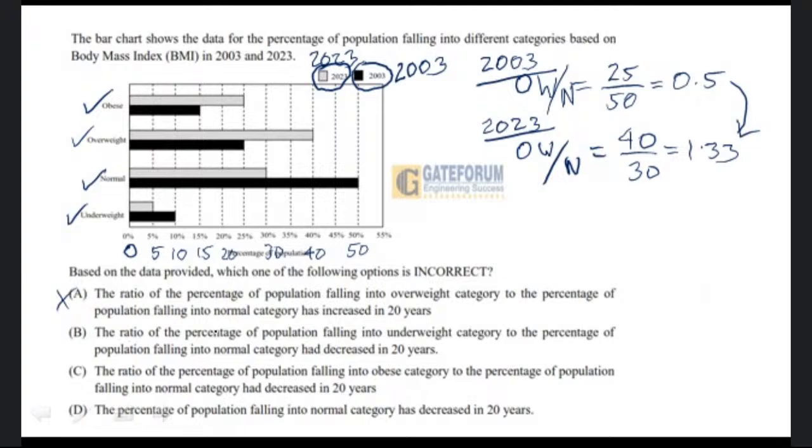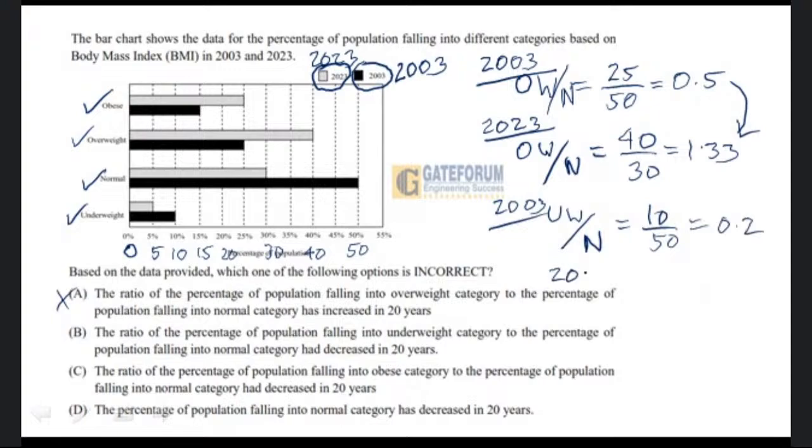Let us calculate the next, the ratio of the percentage of population falling into underweight category to the percentage in the normal category. So let us first calculate in 2003, underweight is to normal. So underweight is this one. So that would be 10 divided by, oh no, sorry, this is 10 divided by 50. So that is 0.2.